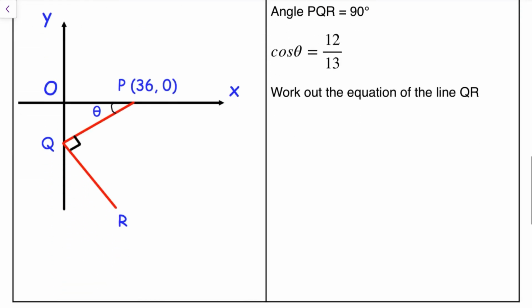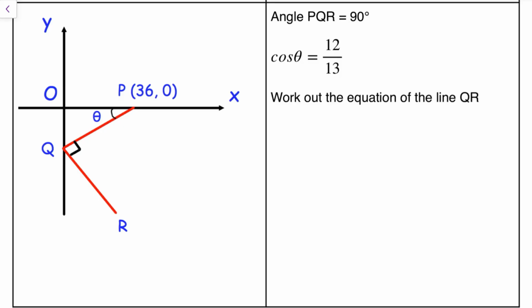Next question. Angle PQR equals 90. Cos theta equals 12 over 13. Work out the equation. Right, okay. So this is a straight lines question. So the thing that matters here is because that's 90, I'm thinking perpendicular. So in other words, if I can work out, I don't really need the equation, but I need the gradient of the line Q to P, and then I'm going to negative reciprocal that number, and that's going to allow me to work out Q to R.